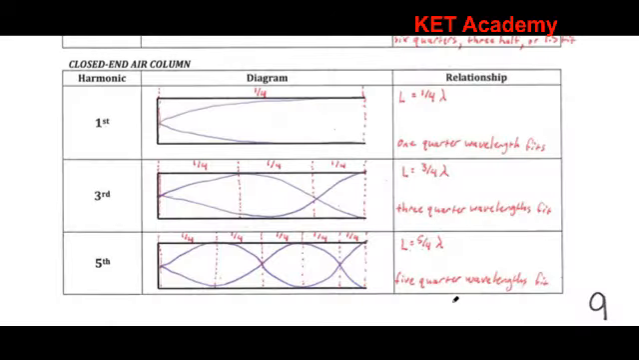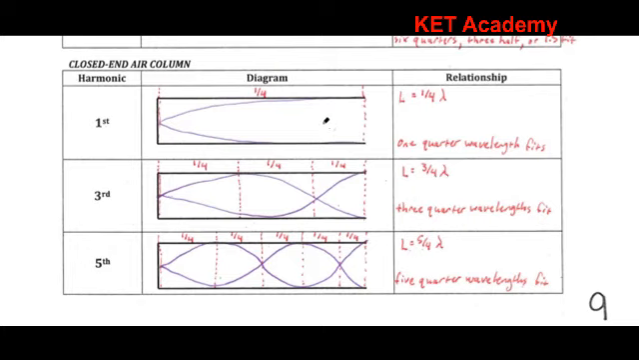Closed-ended air columns would be like a clarinet, as an example, where the player's mouth would be at one end, essentially trapping air from moving there, and the other end of the instrument would be open, allowing for an antinode to take place because air molecules are able to vibrate freely.